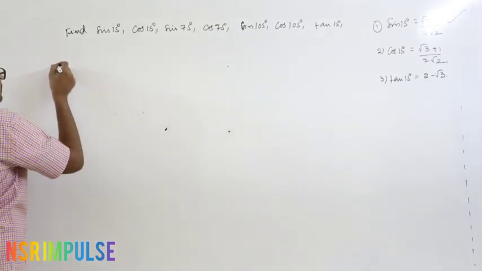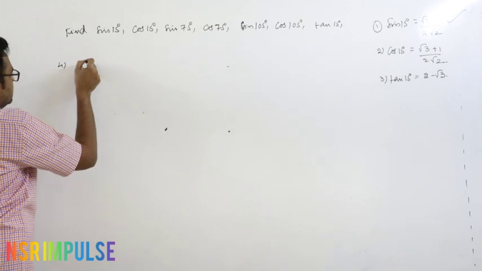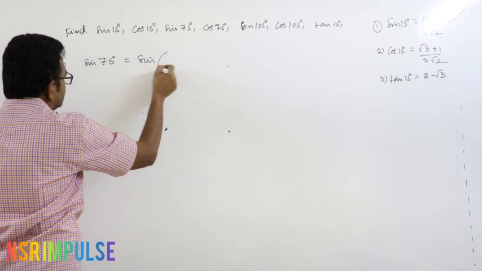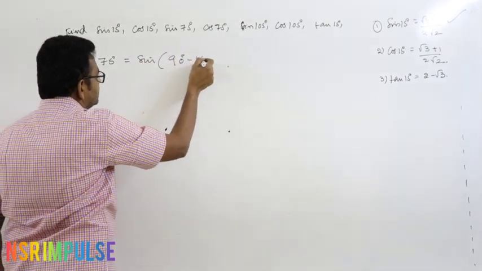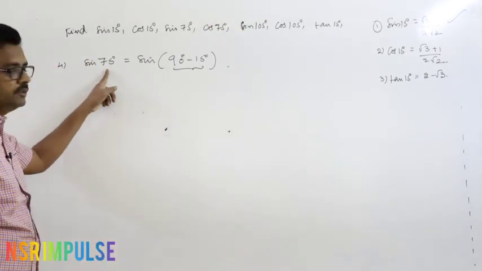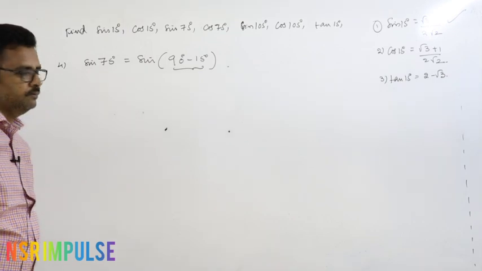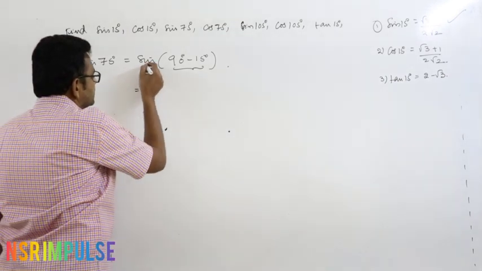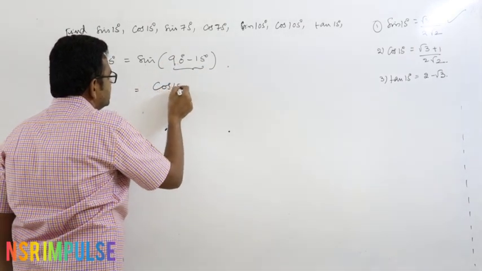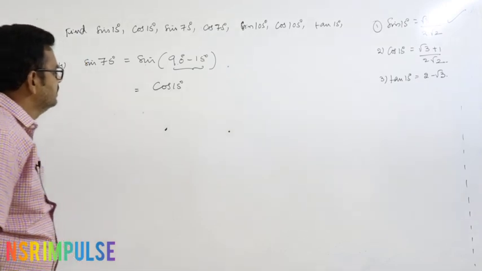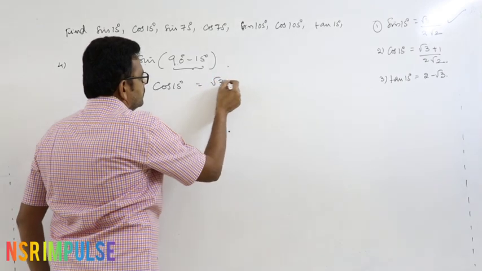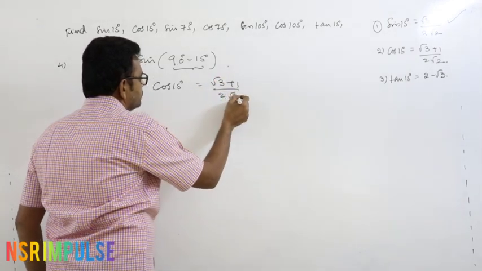Now sine of 75 degrees can be written as sine of 90 degrees minus 15 degrees. 90 minus 15 is 75. So sine of 90 minus theta is cos theta, where cos 15 degrees is root 3 plus 1 by 2 root 2.